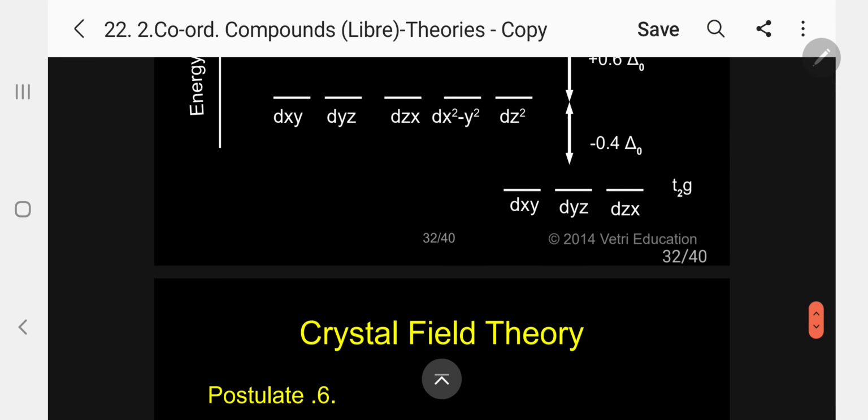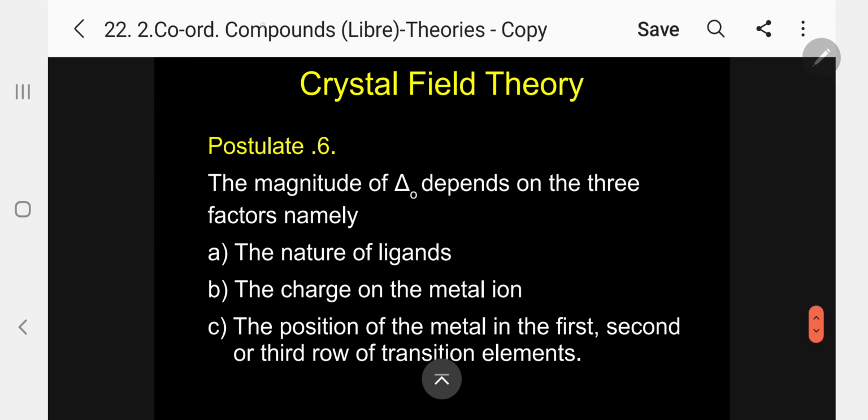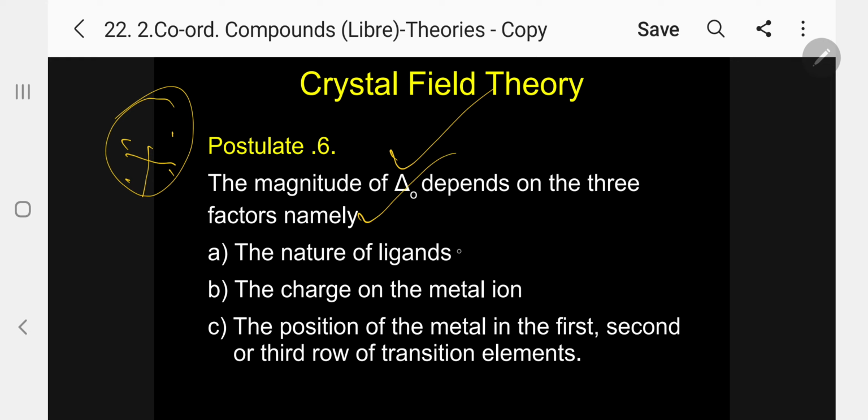Kindly follow. Now, the most important postulate we are coming to. Please follow, my dear students. This is the most important. The magnitude of delta zero depends on three factors, namely, the nature of the ligand. When you say nature of ligand, it means weak ligand or strong ligand. Number 2, the charge of the metal ion, +1, +2, +3, like that. It depends on the charge.